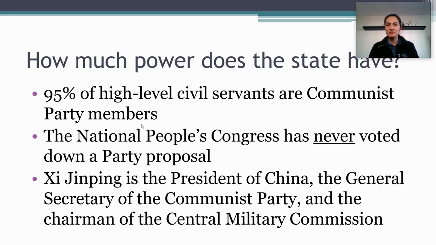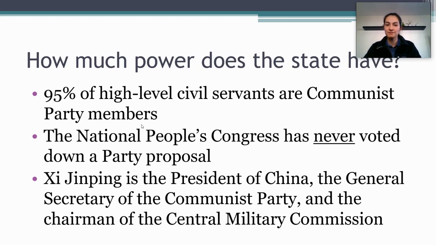So I've laid out a system on paper in which the Chinese state should be the most important set of institutions wielding power in society. But I want you to just consider these three facts and think about whether, in reality, the state is actually the supreme institution. Those facts are first, 95% of high level bureaucrats or civil servants are members of an organization called the Chinese Communist Party. The second is that never in history has the National People's Congress voted down a proposal that was supported by the Chinese Communist Party.